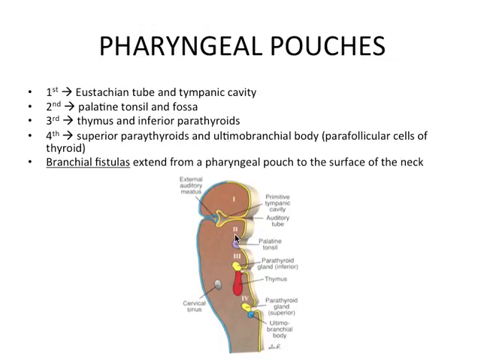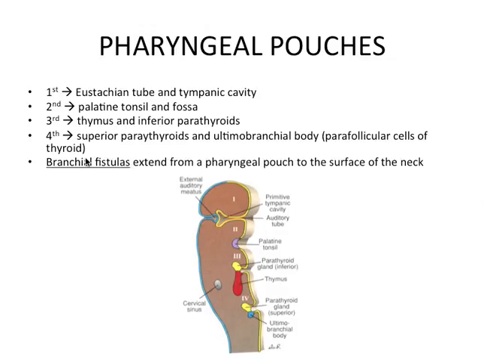The second pouch gives rise to what will be the palatine tonsils and the fossa for the palatine tonsils. And then the third pouch gives rise to both the thymus and the inferior parathyroids, which is a little bit confusing because the fourth pouch below it gives rise to the superior parathyroids and the ultimobranchial body. So these basically swap places. The superior will move up and the inferior will move down during development. So that's a little bit counterintuitive, but just memorize it that way.